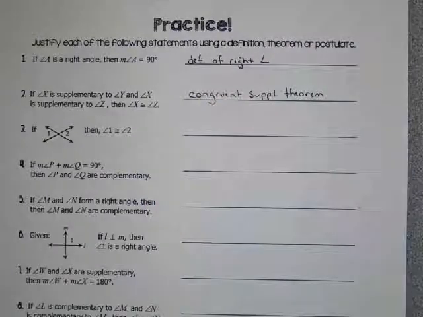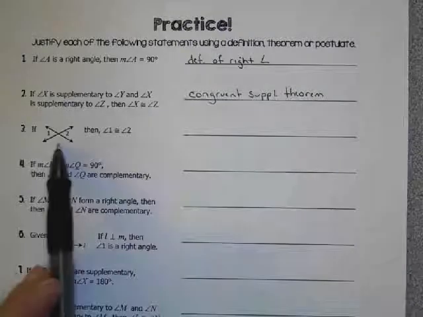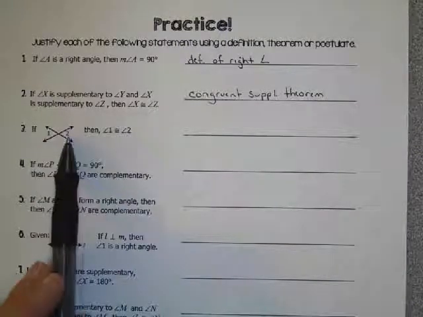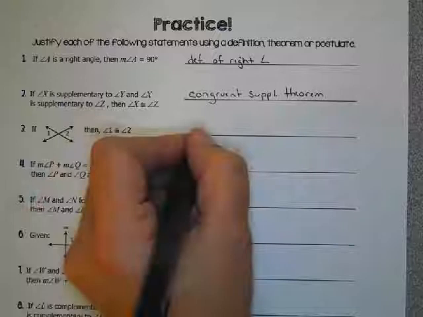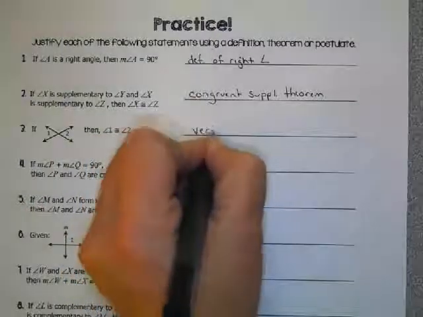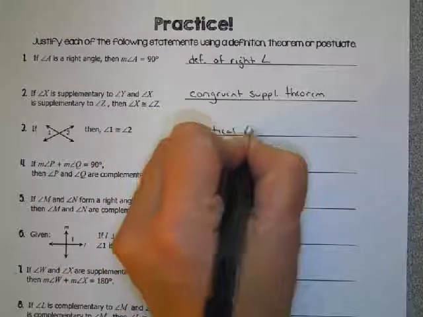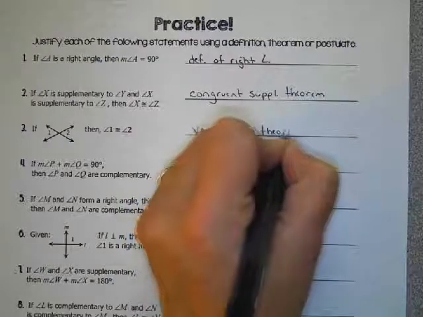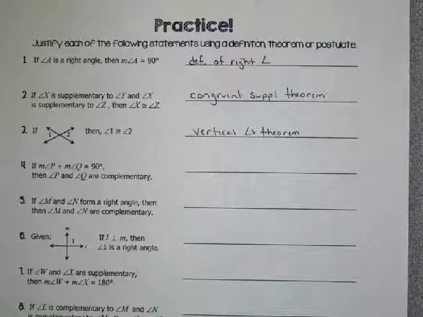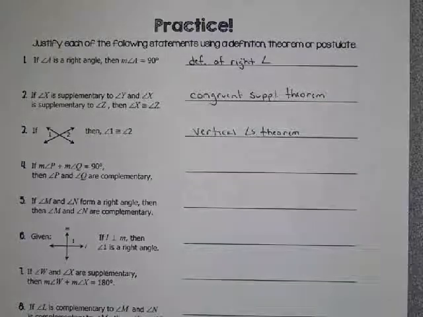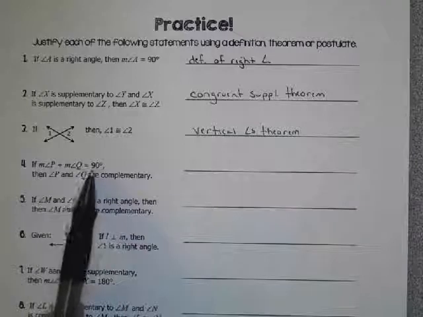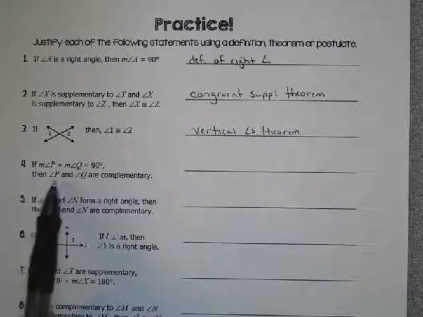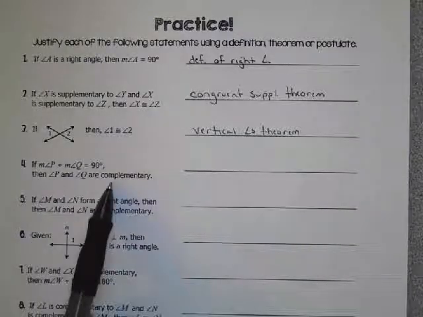If we have this diagram, angle 1 and angle 2, judging from the diagram, we know these are vertical angles. So if two angles are vertical, then they're congruent. So that is vertical angles theorem. Number four: if the measure of angle P plus the measure of angle Q equals 90, then we can conclude that angle P and angle Q are complementary. And that is the definition of complementary angles.